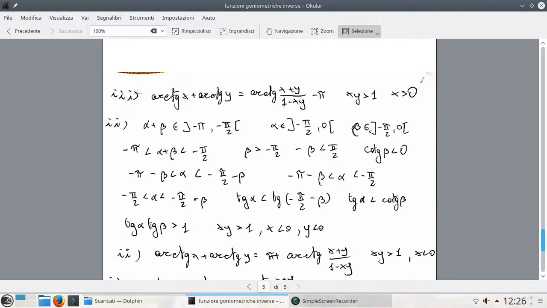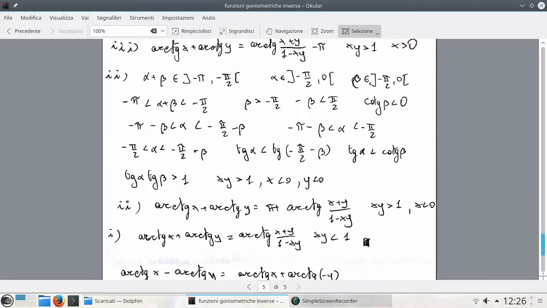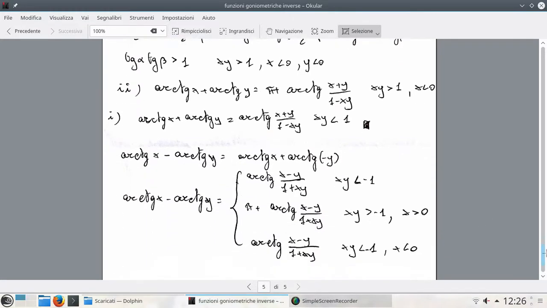So the relation II can be rewritten in the following form: arctangent x plus arctangent y equals arctangent of x plus y over 1 minus x times y, minus pi. Well, so by complementarity, arctangent x plus arctangent y equals arctangent of x plus y over 1 minus xy when xy is less than 1.